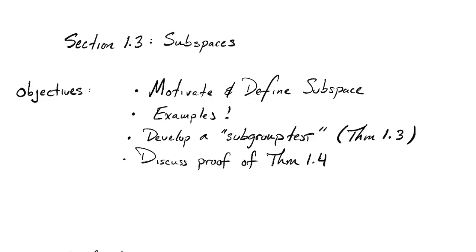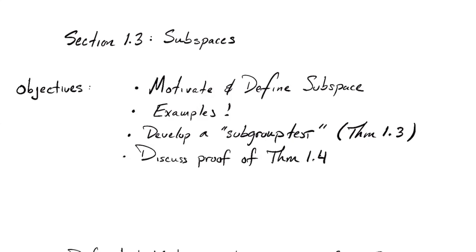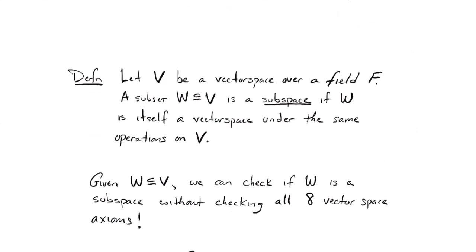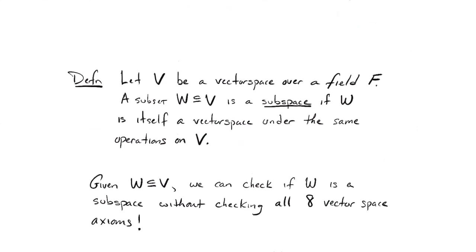You don't need to verify all of the vector space axioms to show something is a subspace. There's sort of a shorter list, the so-called subgroup test, so we'll state and develop that proof. And then there's one more result in here about intersections of subspaces. That's theorem 1.4, so we'll discuss the proof of that. It's written in the book, but we'll go over it together. Okay, so that's the goal. Let's start by, see if I can reveal. I've got this all pre-written out to go a little bit faster.